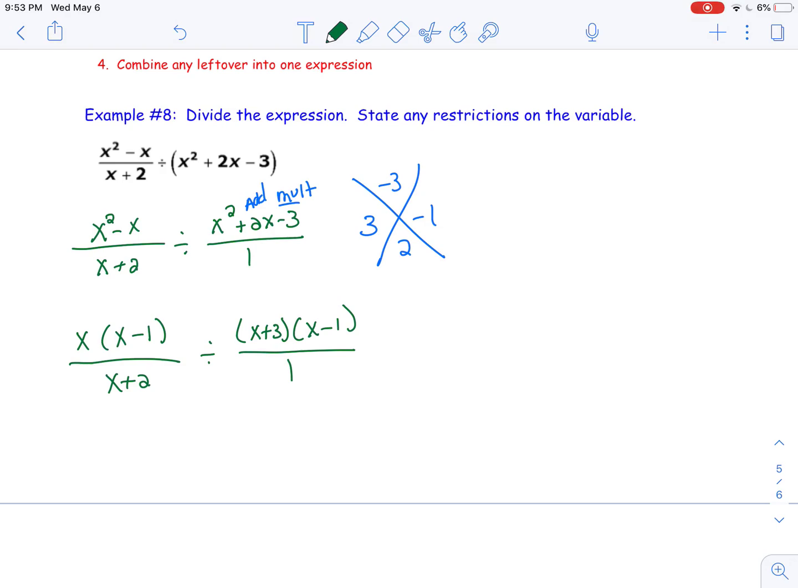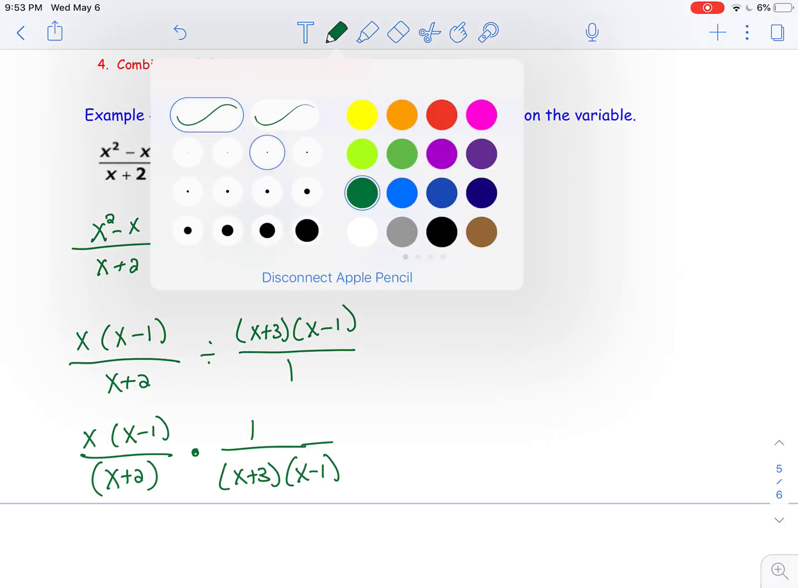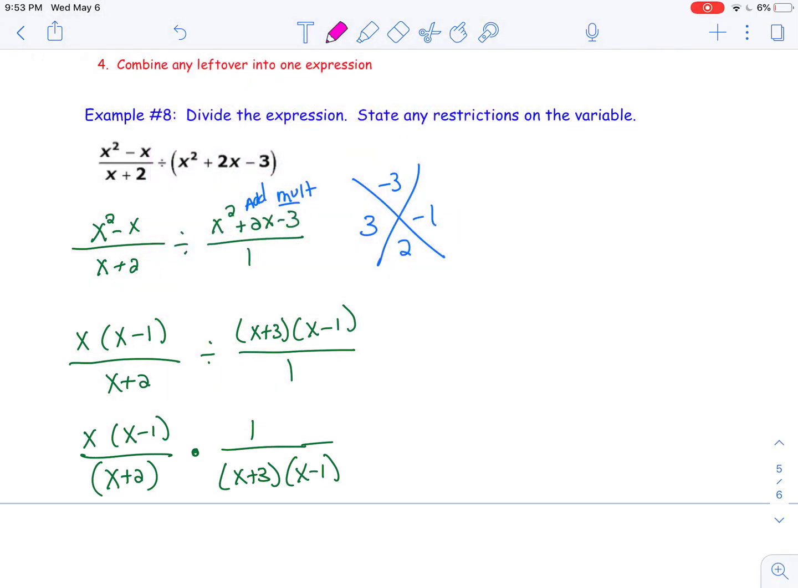Now I go ahead and do the keep, flip, change. I'm going to keep the first. I'm going to put parentheses around this. Change to multiplication. And flip the second. Let me look at what can cancel. Actually, I'll multiply these across now. So I have x minus 1, x plus 2, over x plus 3, x minus 1.